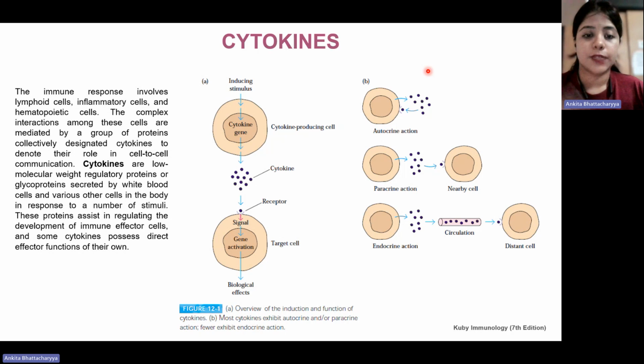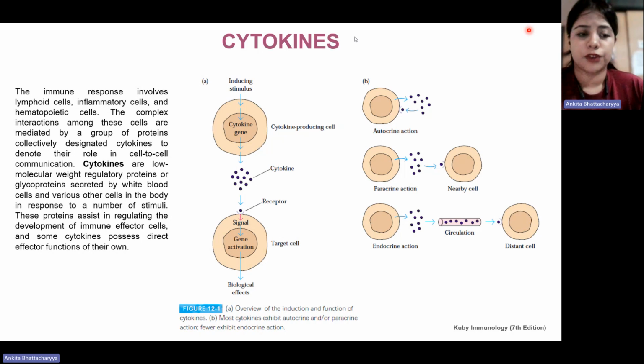Now, what are cytokines? We keep saying that they are molecules that help in intra and intercellular communication. But what they effectively are is low molecular weight regulatory proteins or glycoproteins that are secreted by WBCs and various other cells in the body in response to certain stimuli. These proteins assist in regulating the development of immune effector cells, and some cytokines possess direct effector functions of their own.